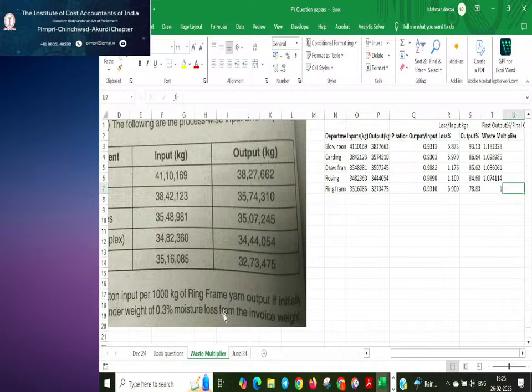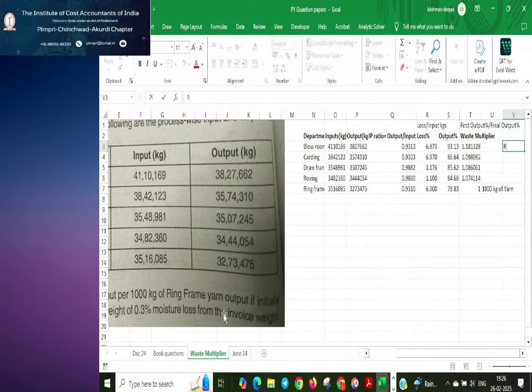Are you able to understand? So I have to produce 1000 kgs of yarn, which will be my final product from the ring frame. But how much raw cotton should be purchased for this? This is the question that they are asking us.